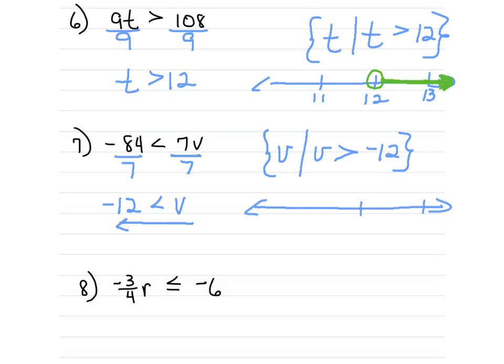So I have negative 11, negative 12, negative 13. This is greater than, so it'll be an open circle, and I'm highlighting everything to the right.